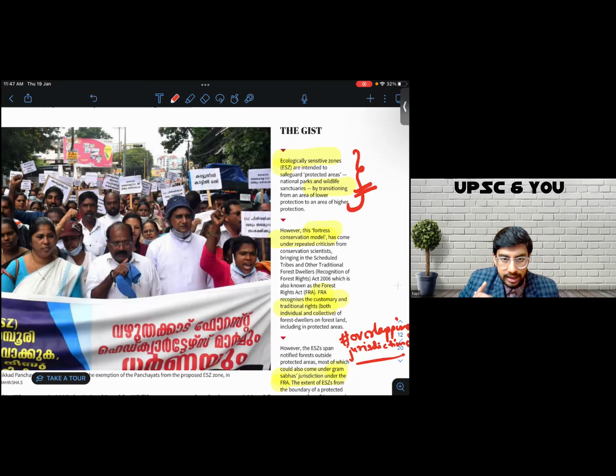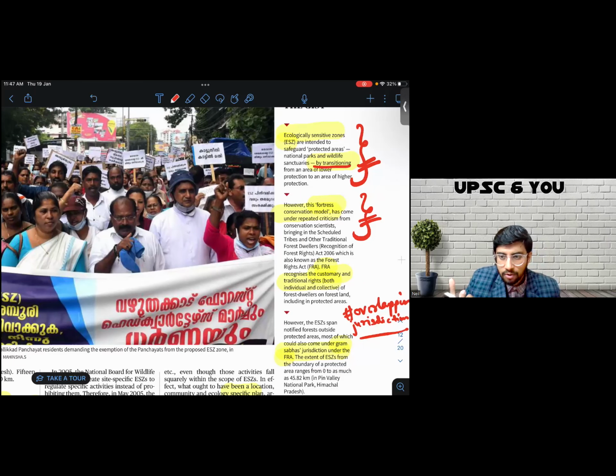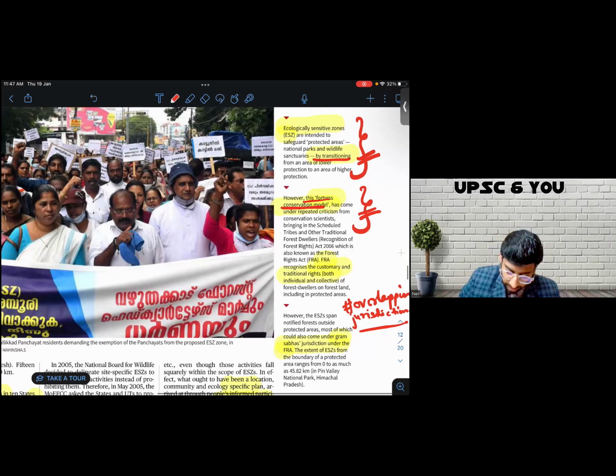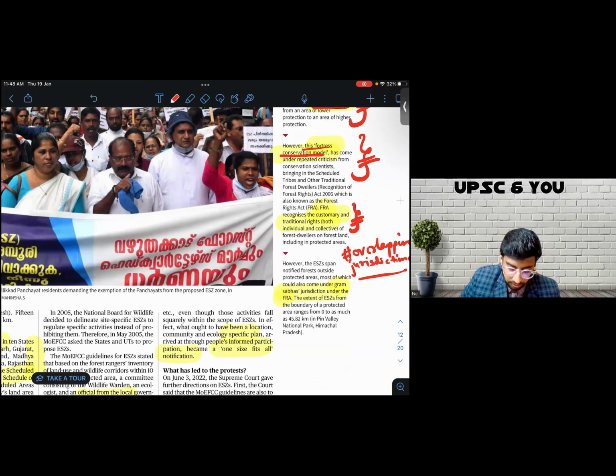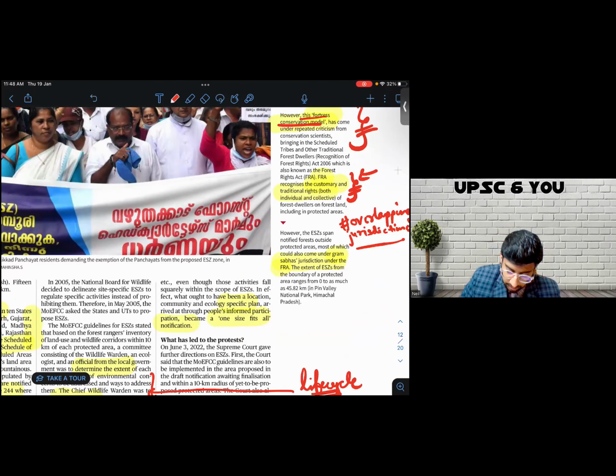So they are intended to safeguard protected areas by transitioning. So they are zones of transition. Then the whole point of having an ESZ is having this fortress conservation model. Another beautiful keyword, I'm going to use it liberally, the fortress conservation model. And FRA recognizes customary and traditional rights both. Again, another piece of information about FRA relevant to GS3, conservation and environment. Then the issue is that there's an overlapping jurisdiction between Gram Sabha's jurisdiction under FRA and the extent of ESZs. That is the problem of overlapping jurisdiction.